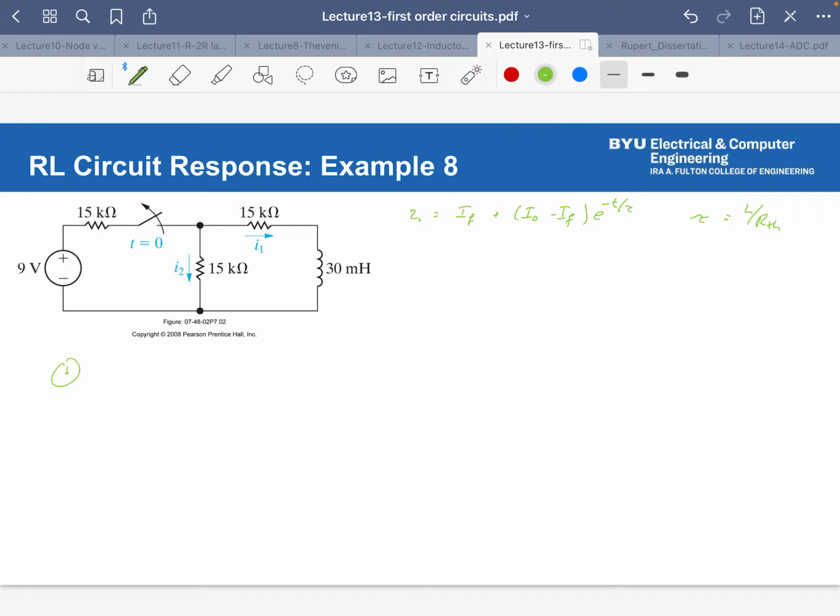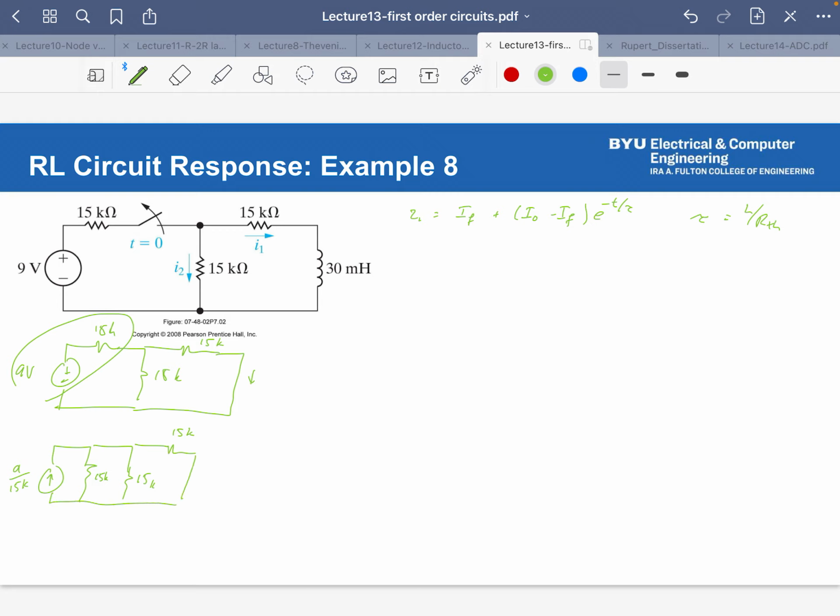So the circuit looks like 9 volts, 15K, 15K, 15K, and a wire. And we want to find this current. So we could do a source transformation. So we're going to have 9 divided by 15K, and then we're going to have 15K in parallel with 15K, and then another 15K here, and we want to find that current.